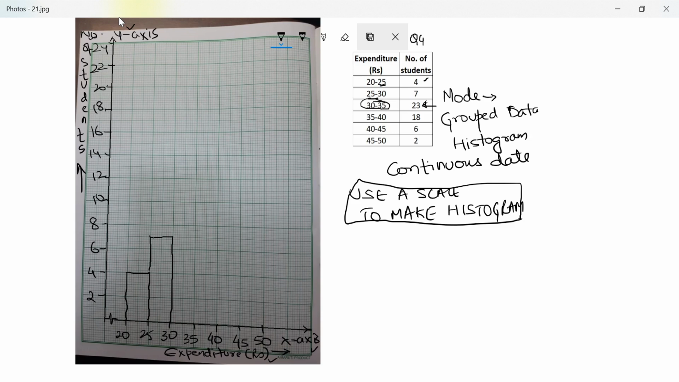Again, this is an estimation. So let's look at this. The next one goes up to 23. This is the tallest tower here.